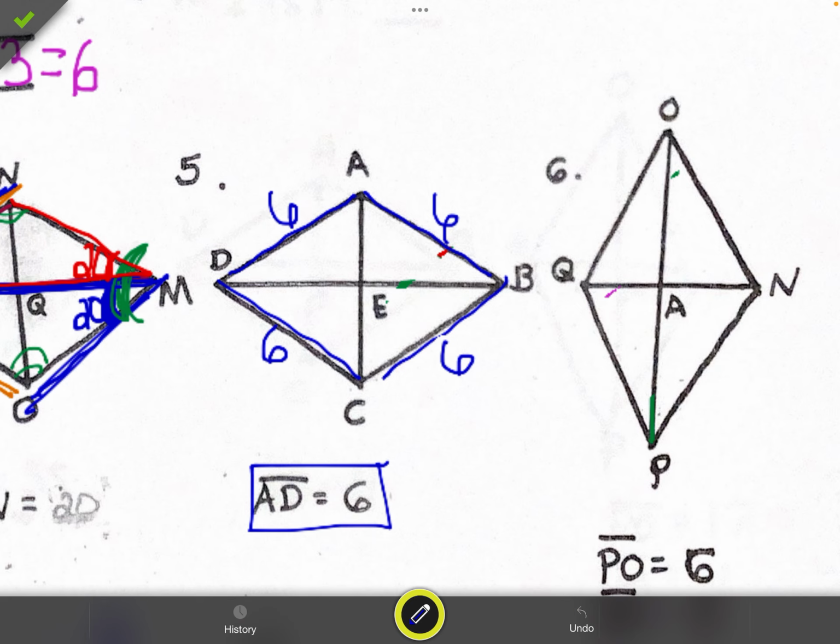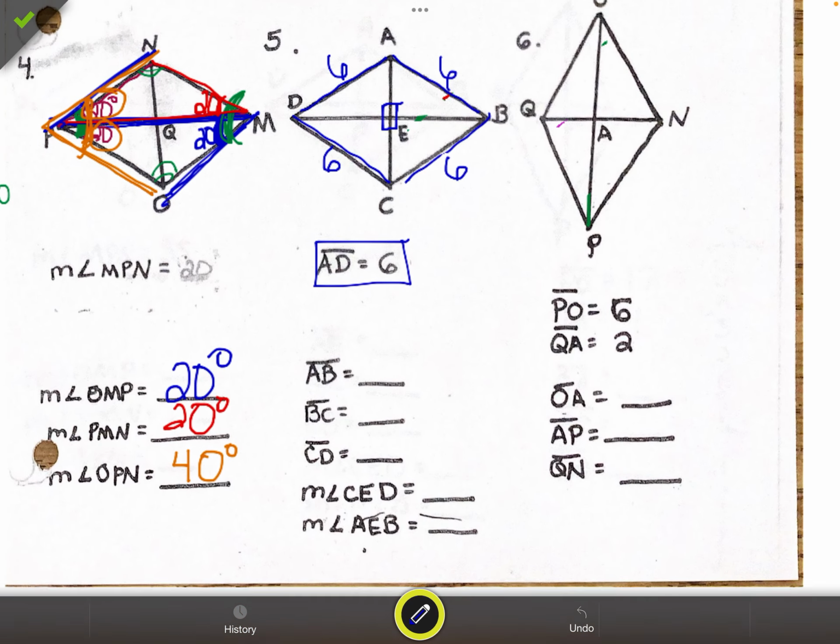We could put our right angles in here, right? Diagonals are perpendicular. So I could put my boxes in there just to remind me that those 4 angles on the inside are 90. So let's see what we got.